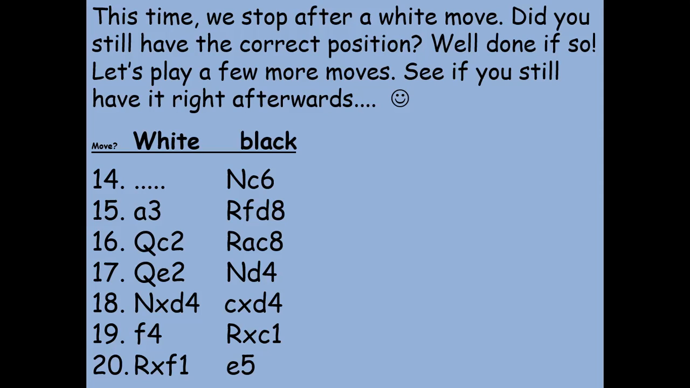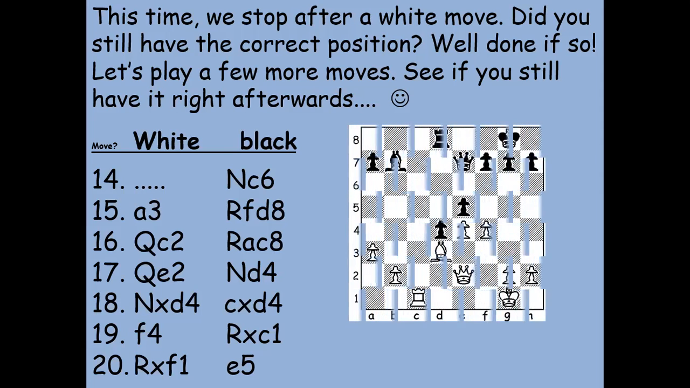Knight d4 for black. Knight takes d4 for white. C takes d4 for black. f4 for white. Rook takes c1 for black. Rook takes f1 for white. e5 for black. And hopefully somebody's spotted there's actually a slight mistake in there, isn't there?